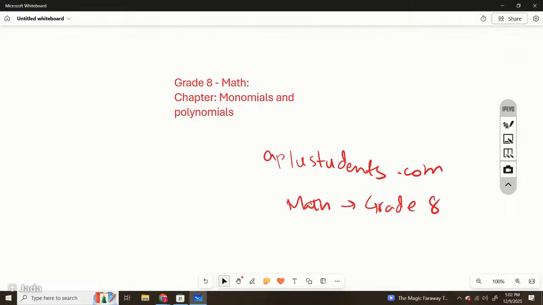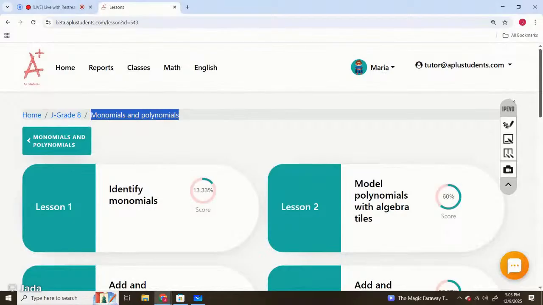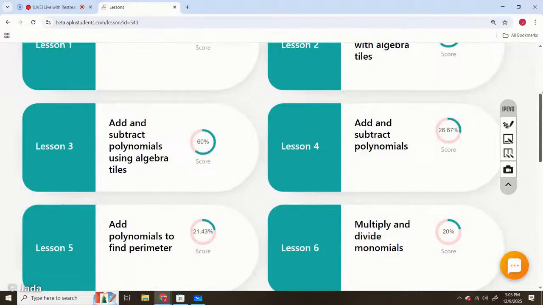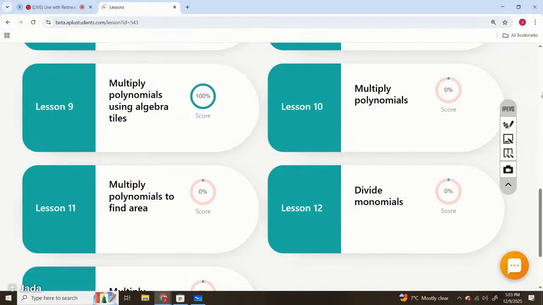So please make sure you have your notebook and pencil so that you can note down the important examples and definitions as well. Okay, here I'm on grade 8 math. The chapter we're on right now is monomials and polynomials. Let's just start with polynomials.